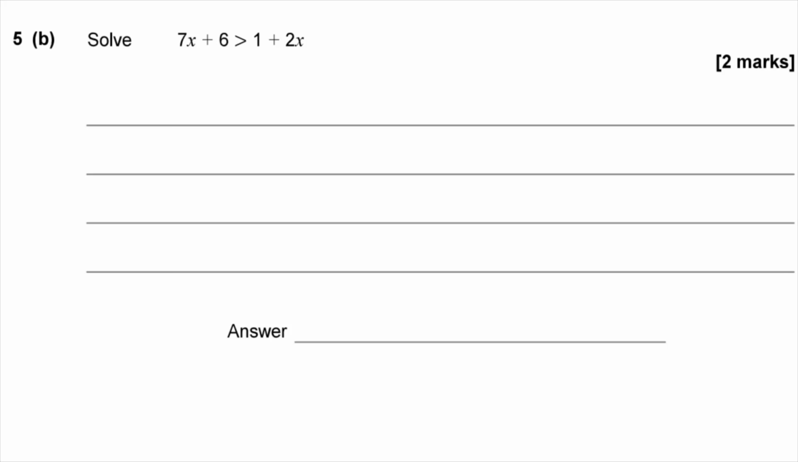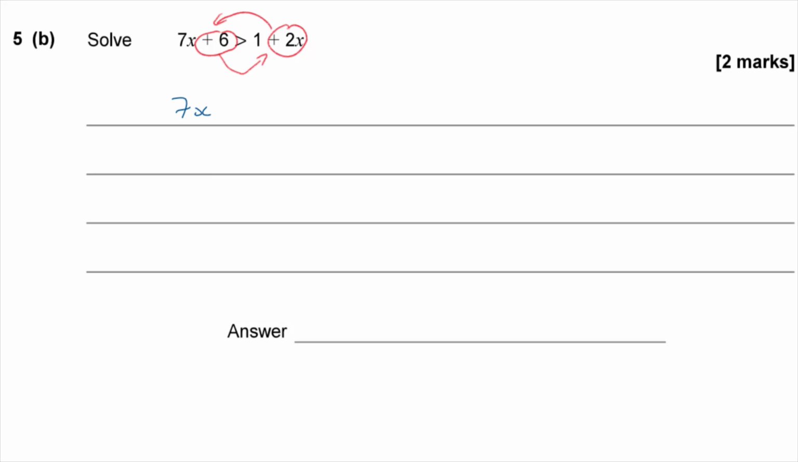5b, solve 7x plus 6 is greater than 1 plus 2x. Now this is a linear inequality with unknowns on both sides. You can work these out pretty much the same way as you'd solve an equation, collecting the x's on one side and the numbers on the other. As long as you don't divide through by anything negative, that should work fine. So I'm going to take this plus 2x and move it over here, and I'm going to take this plus 6 and move it over here. So it works the same way as equations. If you change sides, you change signs.